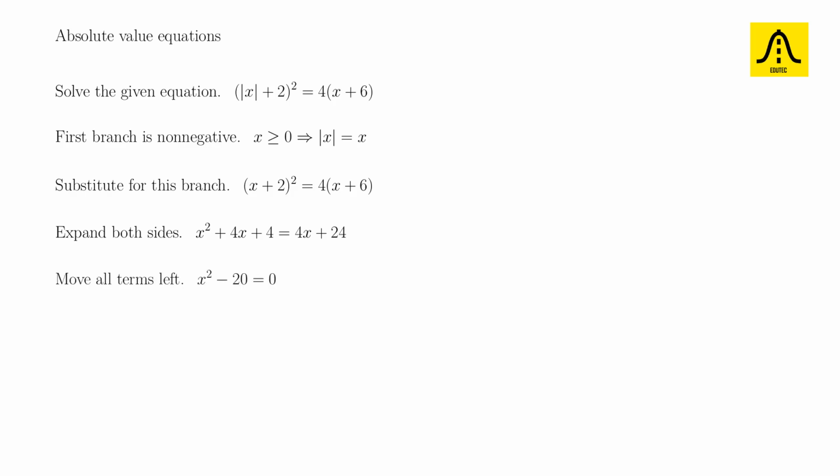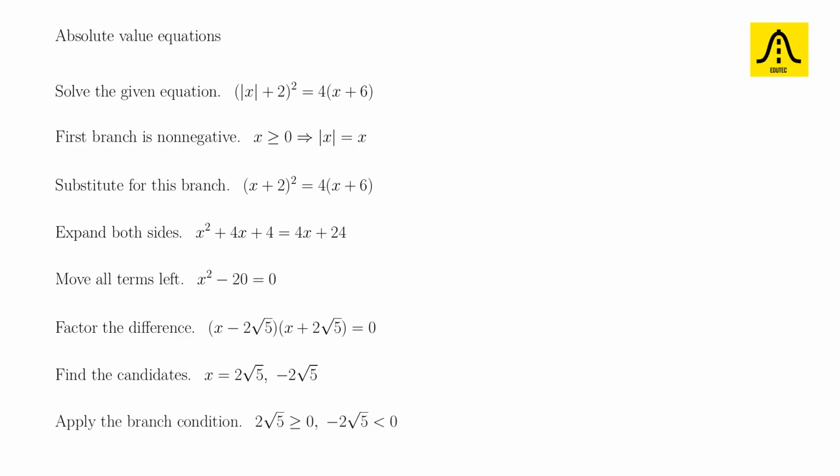The linear terms cancel, leaving a simple quadratic equation. This is a difference of squares, so it factors directly. The two candidates from this branch are positive and negative.